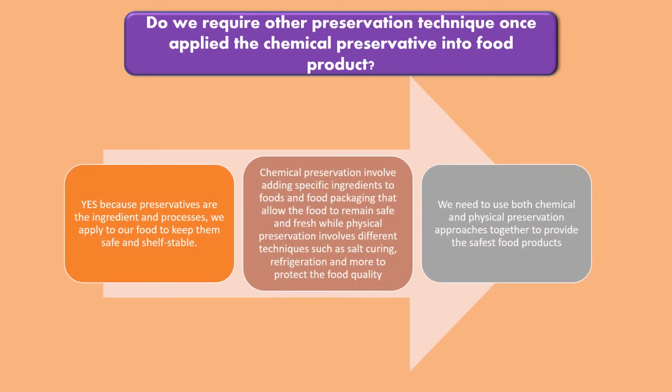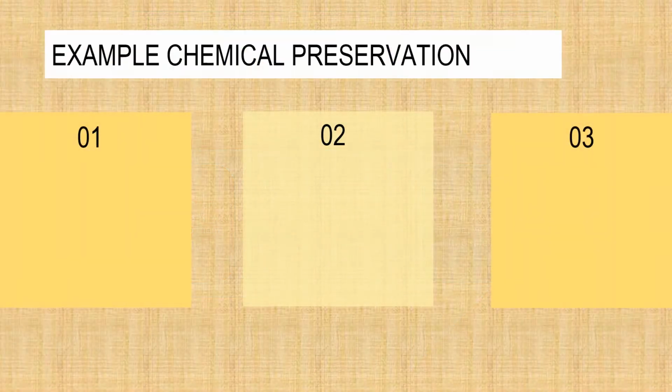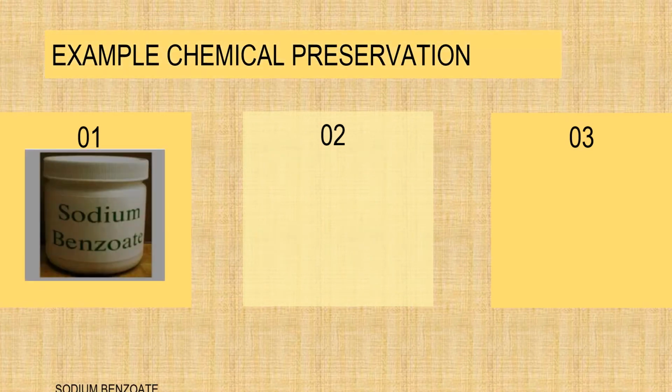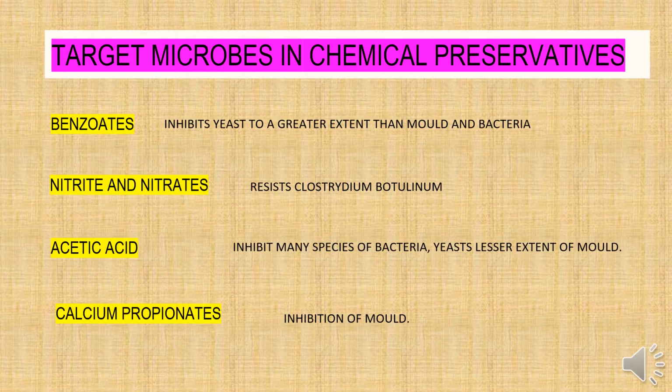In this slide, the answer is yes, because we need to use both chemical and physical preservation to provide the safest food products. Other than that, chemical preservatives are used to kill target microbes in the food product. As you can see, there are many types of chemical preservatives used to inhibit the different types of microbes that are able to grow in the food.